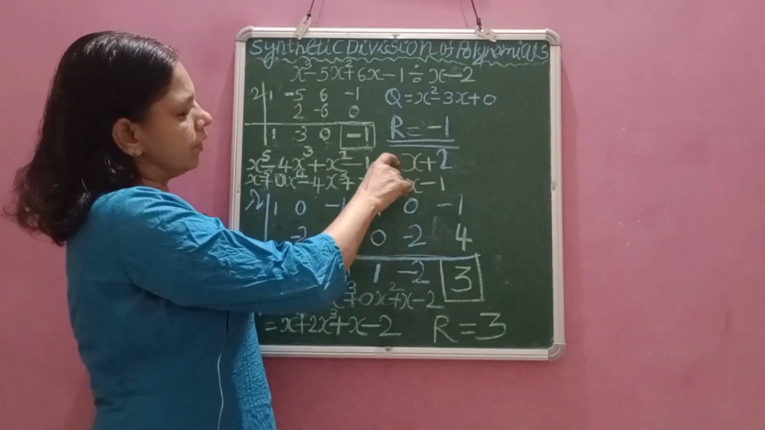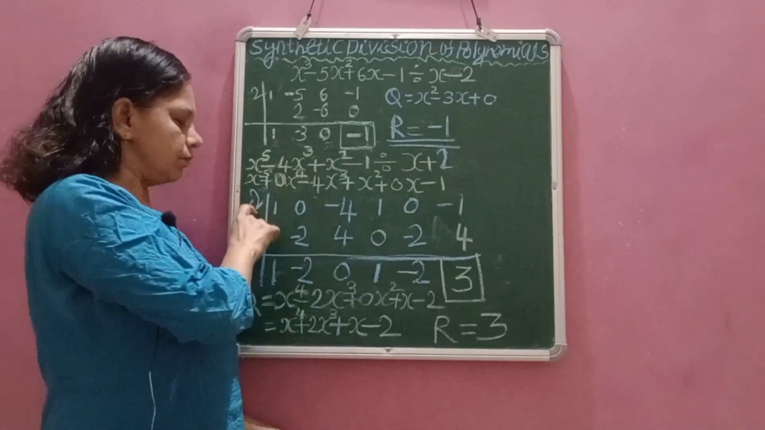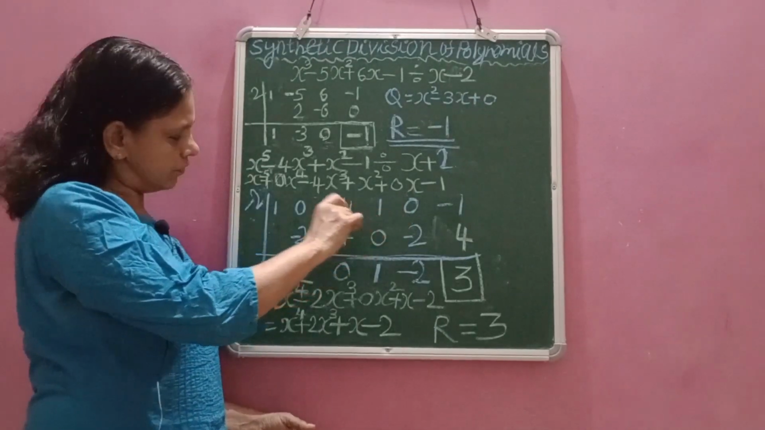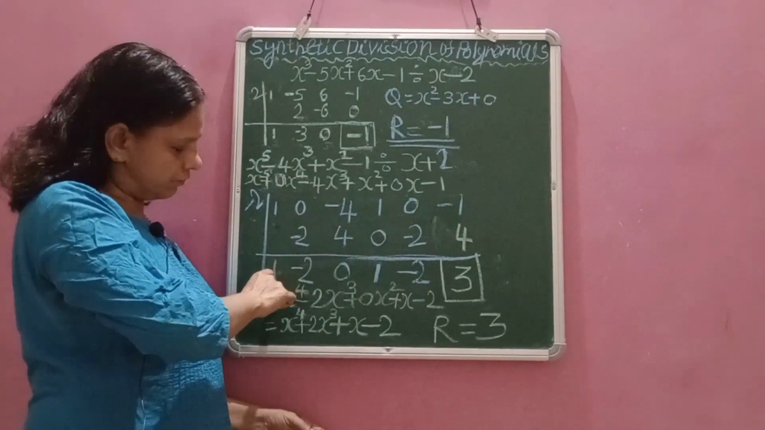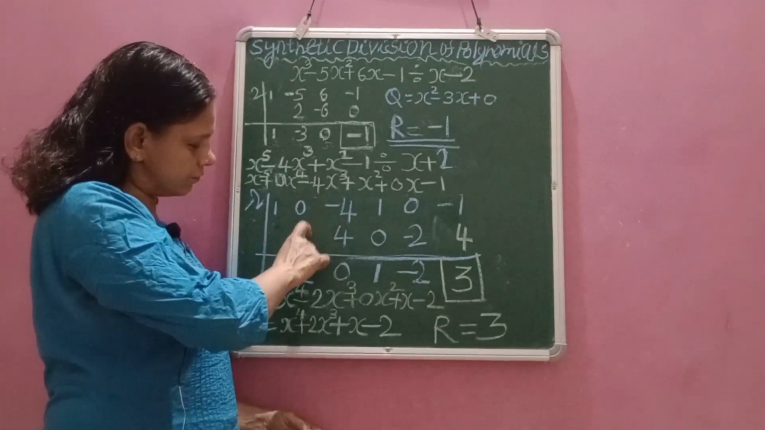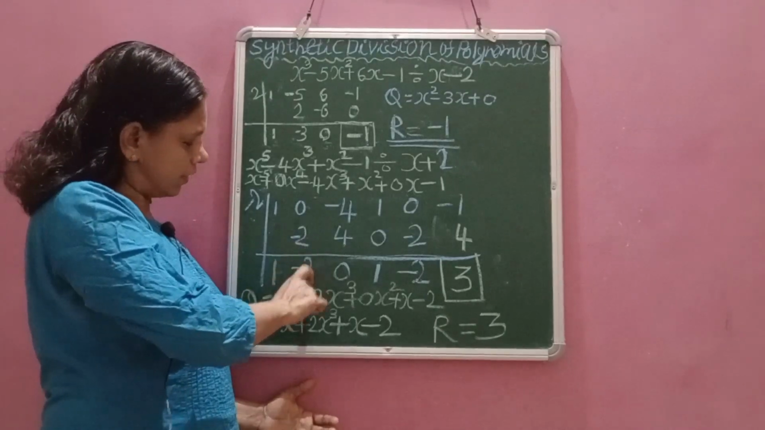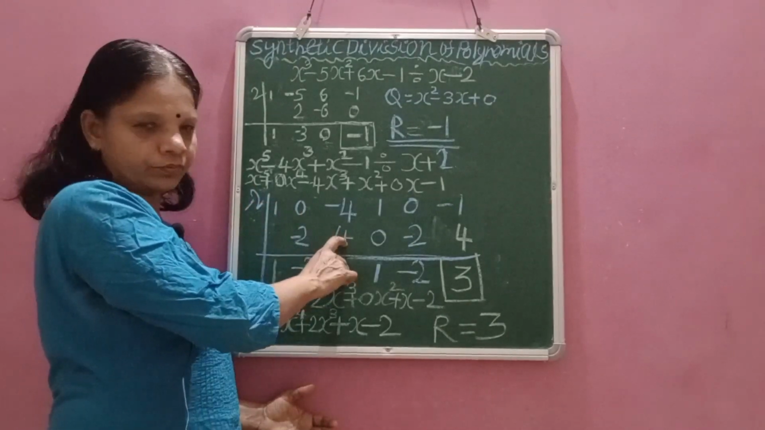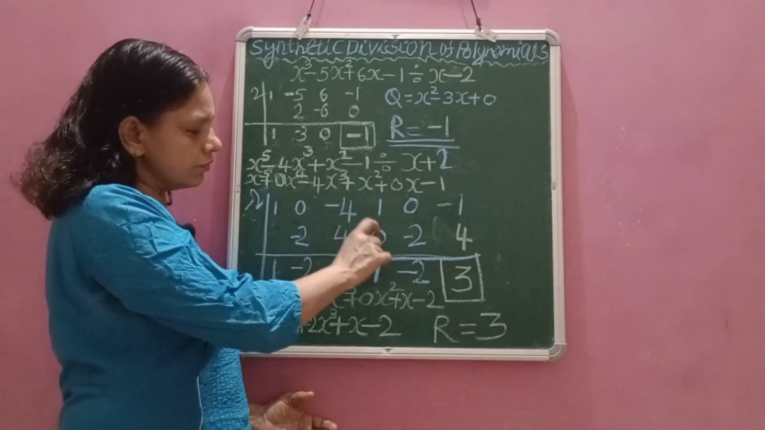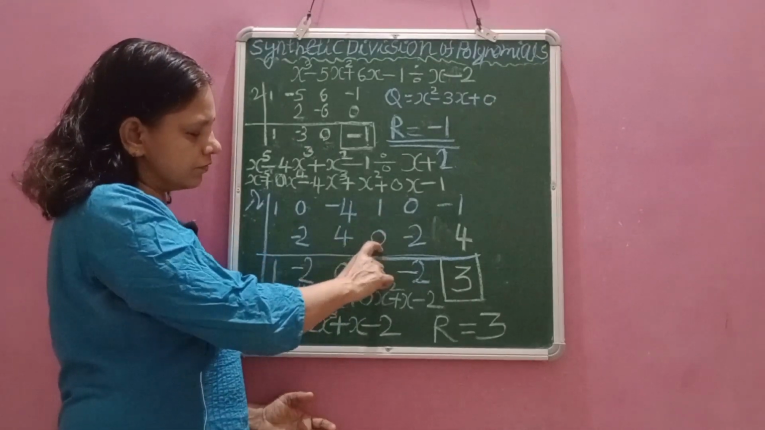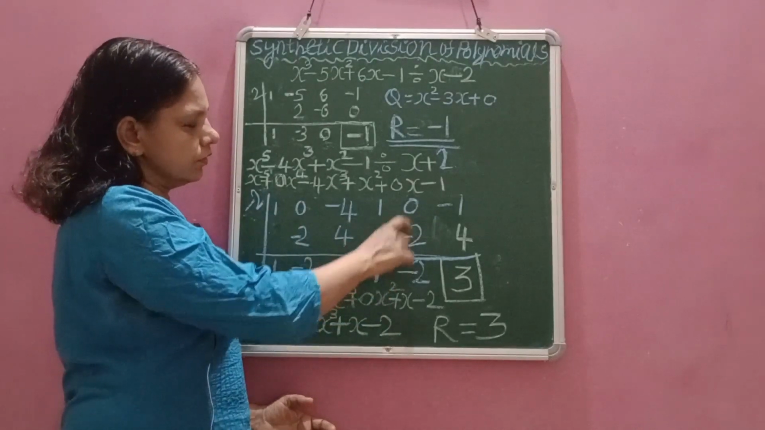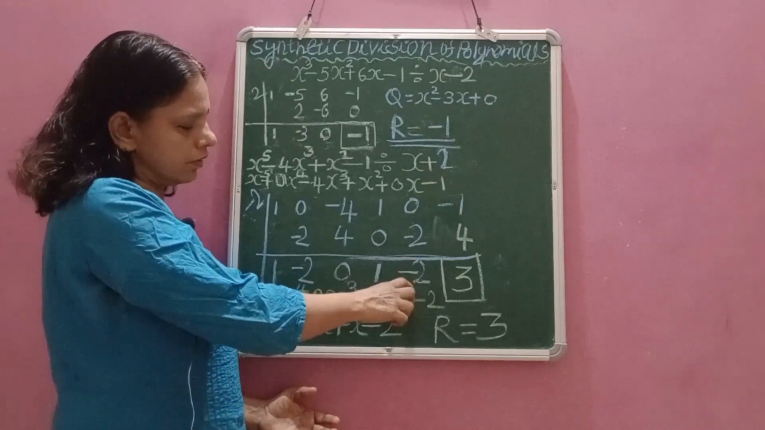And divided by what? X plus 2. So what number you have to write outside? Minus 2. Now follow the steps. First coefficient as it is 1. 1 into minus 2, minus 2. 0 plus minus 2, minus 2. Minus 2 into minus 2, plus 4. Minus 4 plus 4, 0. 0 into minus 2, 0. 1 plus 0, 1. 1 into minus 2, minus 2. 0 plus minus 2, minus 2.